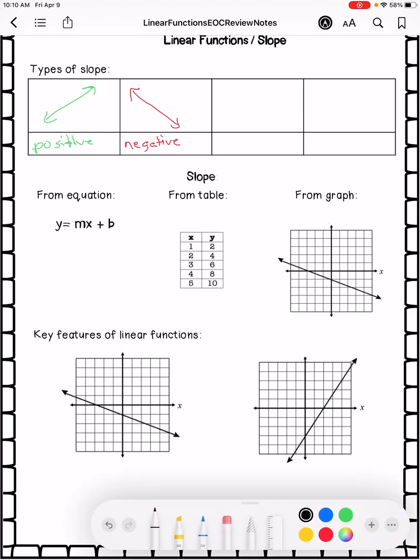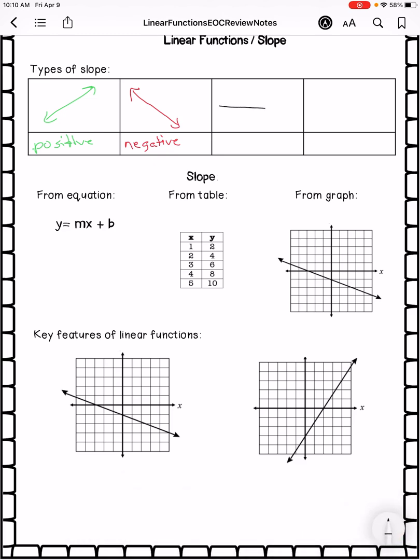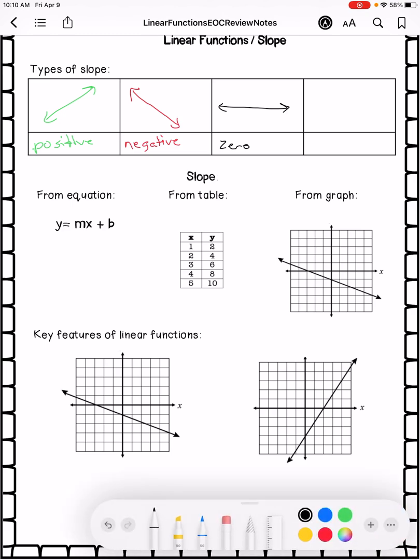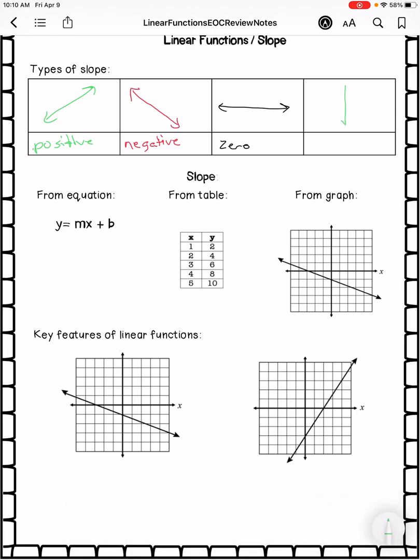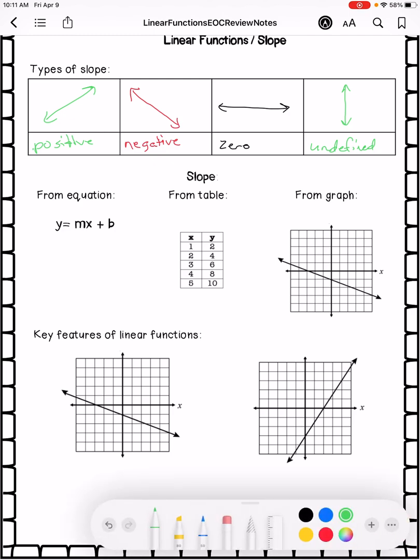Our third type of slope is called zero slope. Remember, zero slope is a horizontal line. And then our last one is what we call an undefined slope. And an undefined slope, or what used to be called no slope, is a vertical line. And so that is undefined because the y value, the rise over the run, there is no run. So when the run is 0, then we have an undefined slope because we cannot have a 0 at the bottom of a fraction. So those are our four types of slope: positive, negative, 0, and undefined.